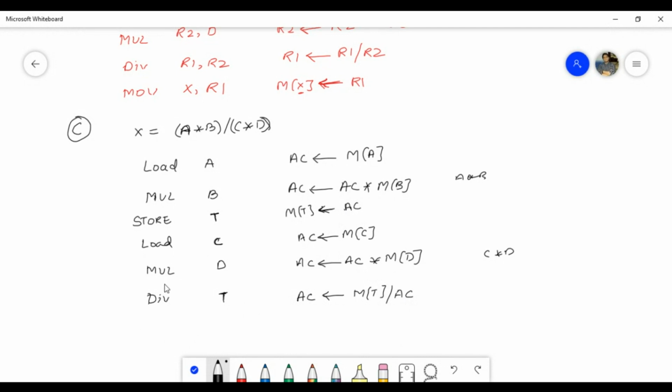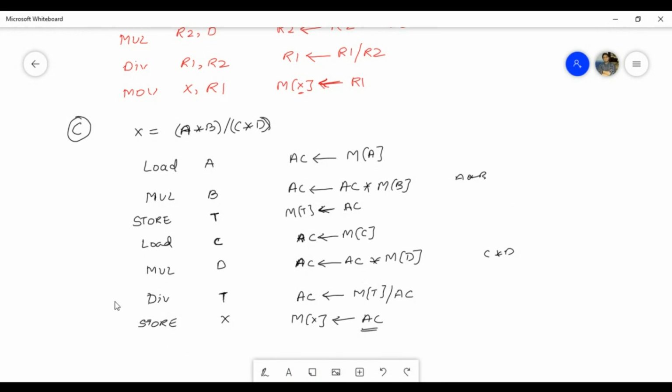So we will update and store in X. The memory of X is stored with the accumulator. Here I'm using only one accumulator, but here I'm using a temporary register. A temporary register you can use when it is two addressing.